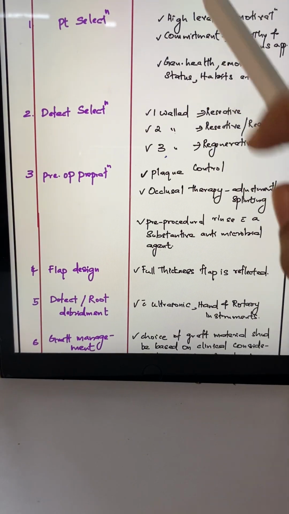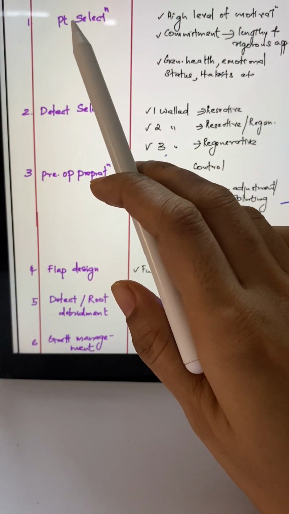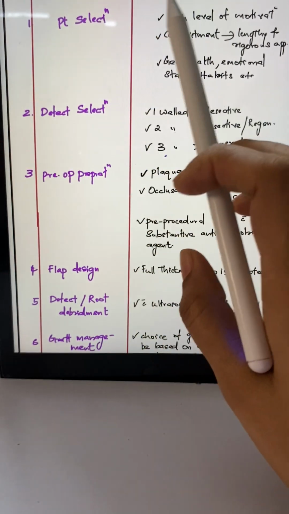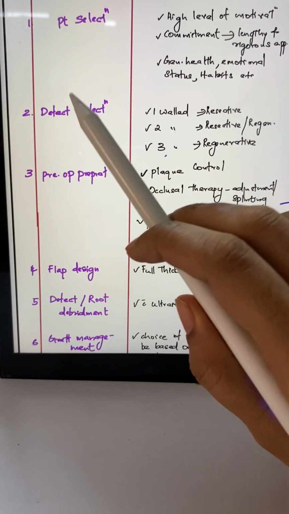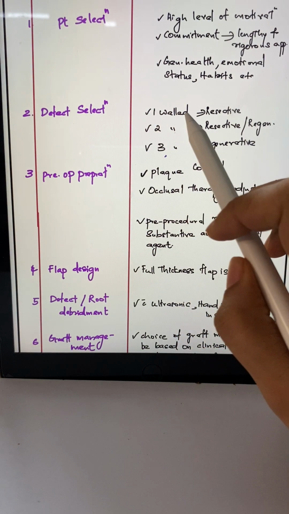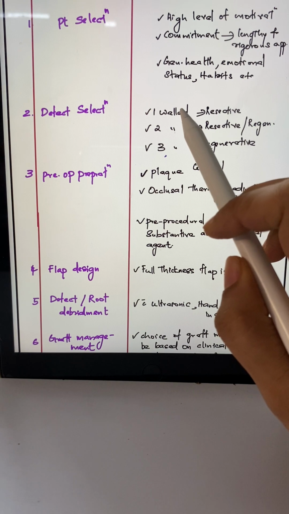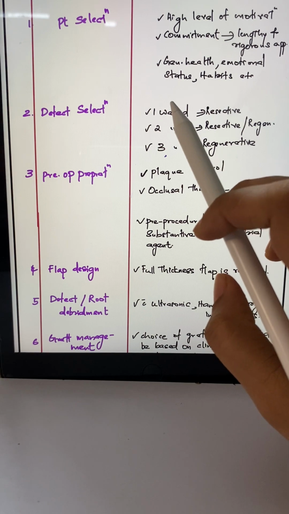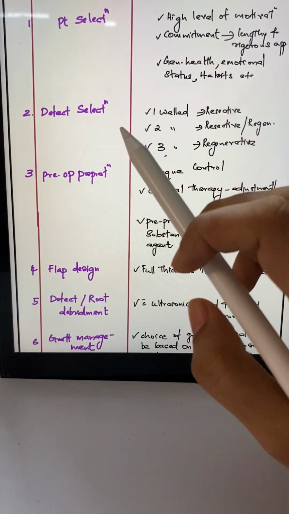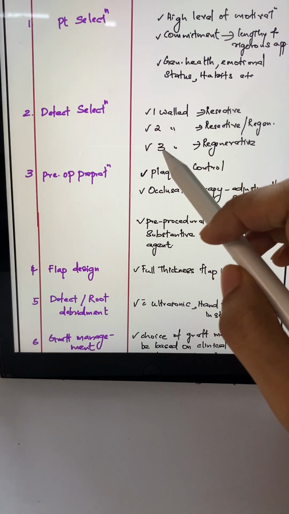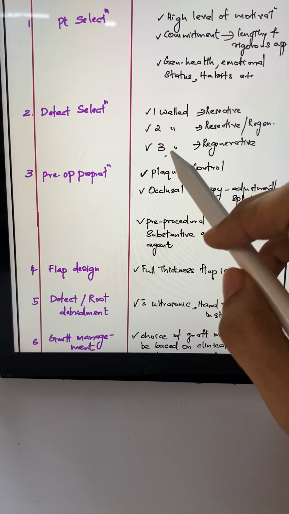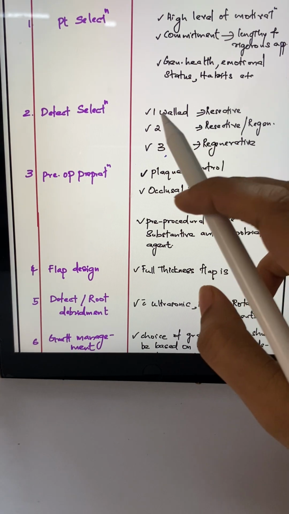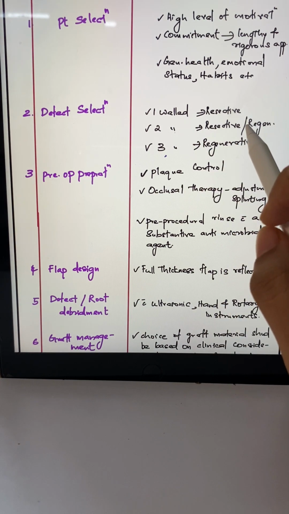First is patient selection. That is really important. We need a high level of motivation and commitment, and we need to assess their general health, emotional status, habits, everything. And the defect selection. If it is a one wall defect, what does that mean? I have discussed, only one wall remaining. So in that case, there is no point of regeneration. We need to resect that bone and resect that root, and then do the further procedure. And a three wall defect means three walls are there, only one wall is missing. So in that case, we can regenerate the wall. And a two wall defect means we can do either treatment according to the case.